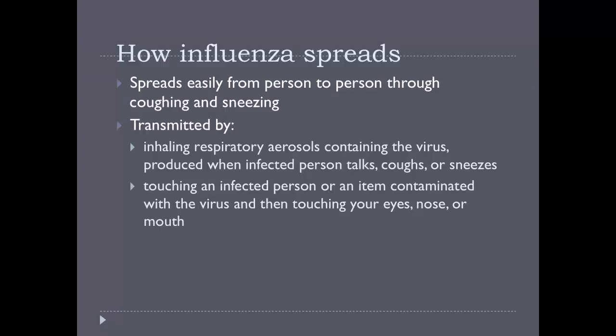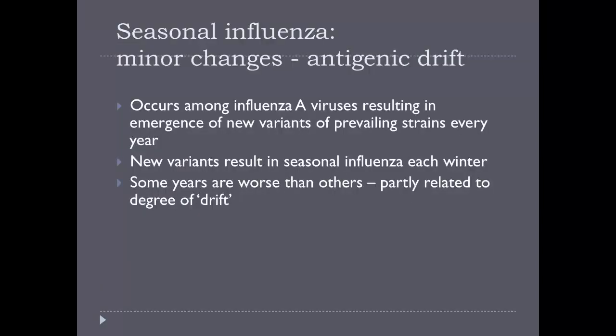How does it spread? Again, it's very easy to spread. It's through inhaling respiratory aerosols. A person coughs. It's extremely infectious. The next person right next to him gets it. To some degree, it can be spread through fomites. If you cough on your hand, and then you shake someone's hand, it can be spread that way. But for the most part, it is the aerosol that causes the spread.